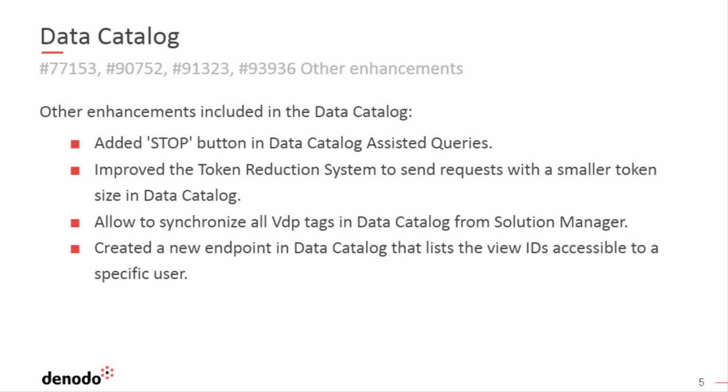Once the query generation process has started, you can stop it at any time by pressing the new Cancel button. If the token count falls short of transmitting all necessary information, the Data Catalog automatically trims it down using the token reduction algorithm, prioritizing the view schema and essential function information. Finally, Data Catalog can synchronize VDP tags by executing the sync endpoint exposed by the Solution Manager.